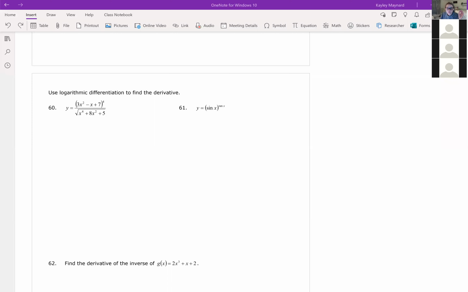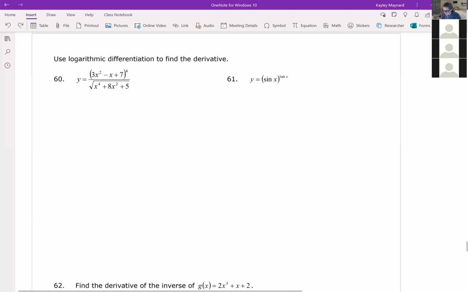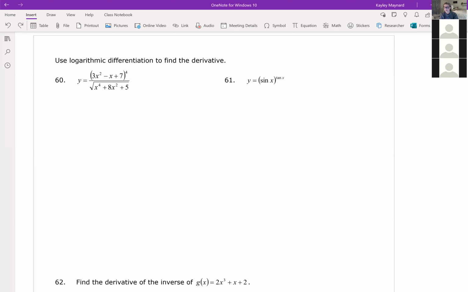All right, also feel free to stop me at any point if I say something that doesn't make sense or don't explain something well, or you're just confused. This is totally your guys' time and you're choosing to be here, so I'll do whatever you want to see. So, okay, question 60. Use logarithmic differentiation to find the derivative.